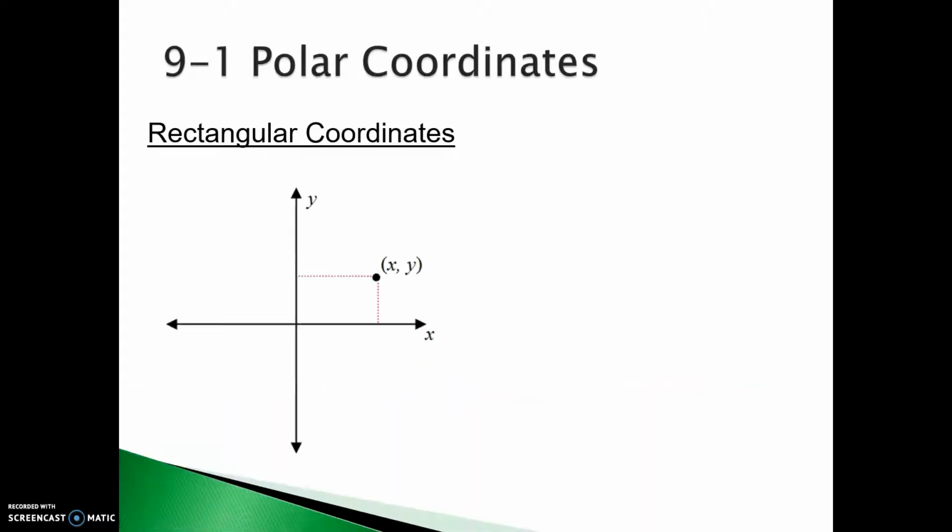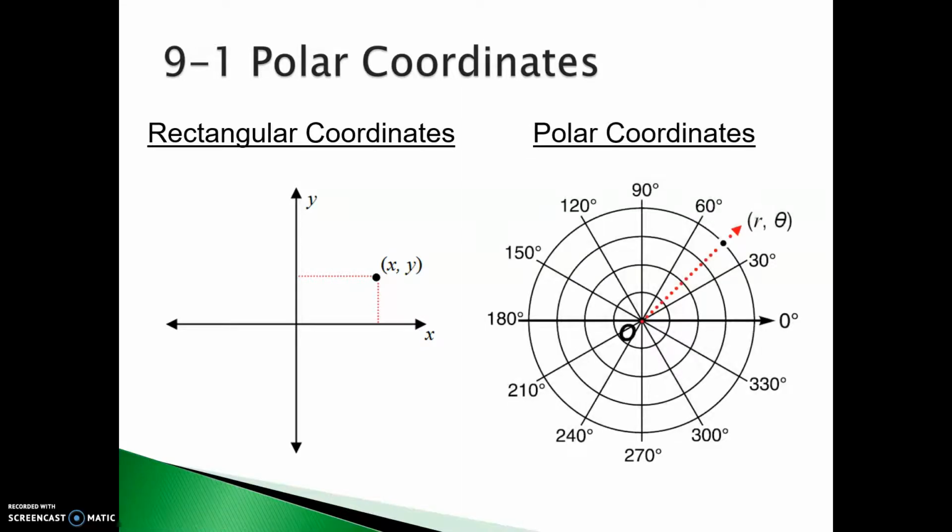So we've been dealing with rectangular coordinates, where we take x steps to the right and y steps up in order to get to a point. And if you notice, that makes a rectangle. So that's why we call that rectangular coordinates. And so today we're going to introduce polar coordinates.